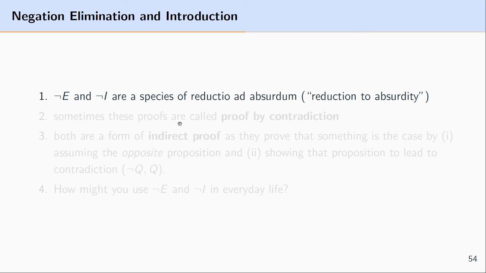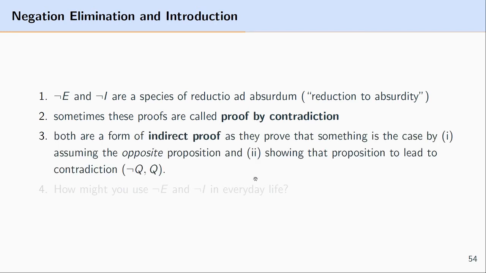So negation elimination and introduction are sometimes referred to as species of reductio ad absurdum, or arguments that have this kind of reduction to absurdity. The idea here is when you make an assumption and then you show that a contradiction follows, that is P and not P follows, you've taken that assumption and sort of reduced it to absurdity. It's also sometimes referred to as a kind of proof by contradiction. That is, you prove something by showing the opposite yields a contradiction, that is a formula P and not P.